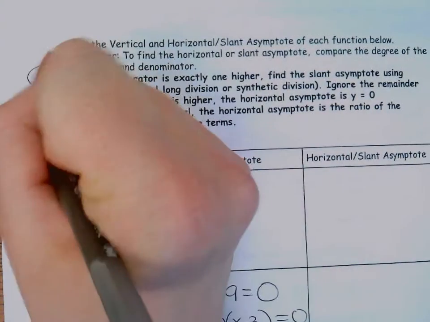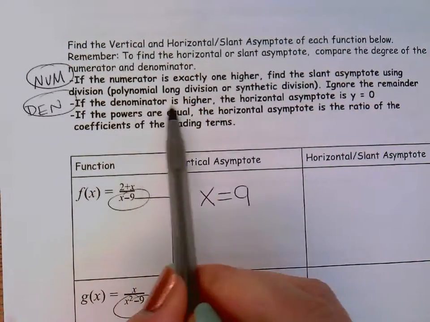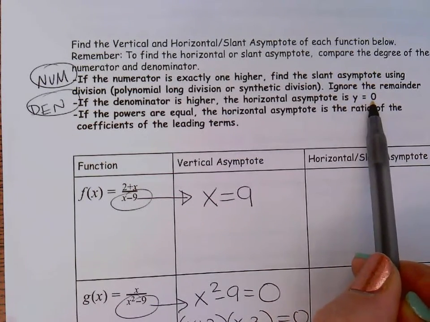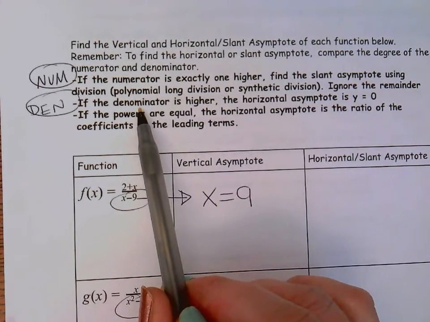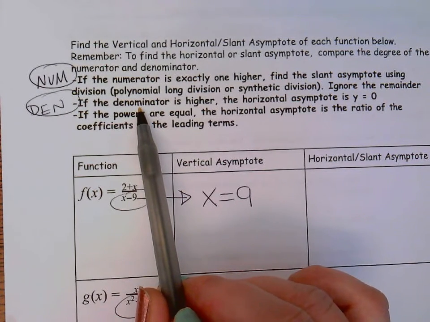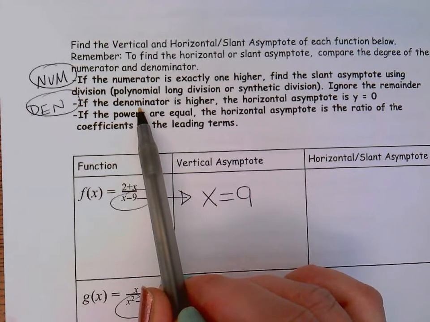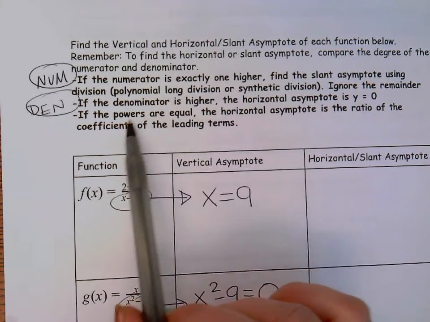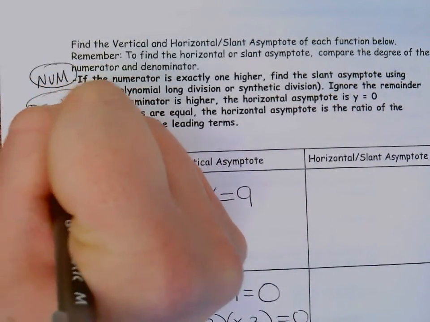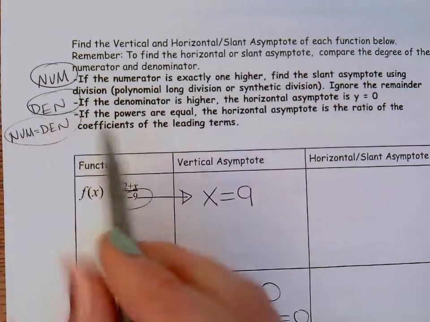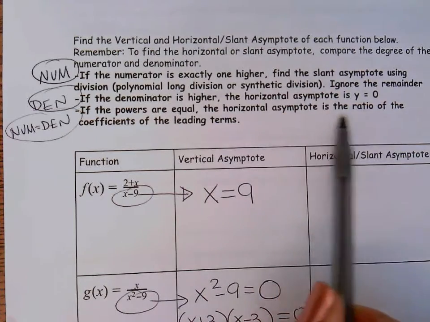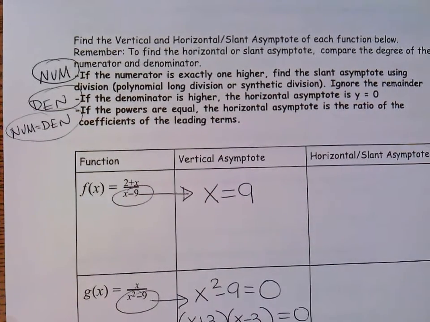If the denominator wins, so the denominator is higher, then the horizontal asymptote will just be at y equals 0 because basically the denominator is blowing up and a number divided by a really big number is 0. 1 divided by a million is 0.0000001. And then if the powers are equal, so if the numerator and denominator are equal in degree, you're going to strip the coefficients. The powers are equal. The horizontal asymptote is the ratio of the coefficients.